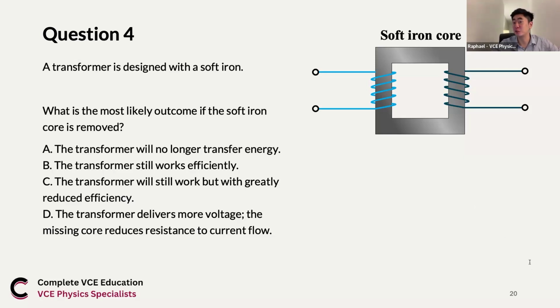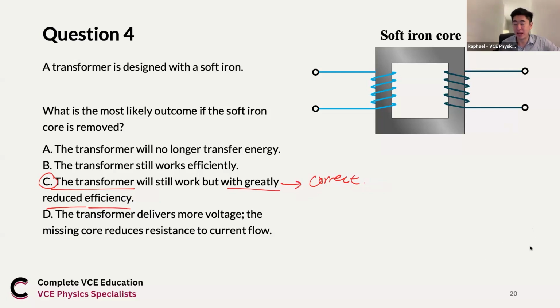Okay, cool. So that's our last multiple choice for the day. And the correct answer, I think most of you guys got it. The correct answer is, in fact, C. So the transformer will still work, but with greatly reduced efficiency. It just wouldn't be as efficient. Why is that the case?